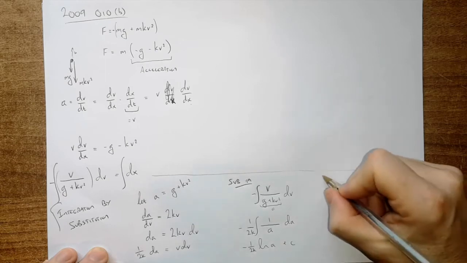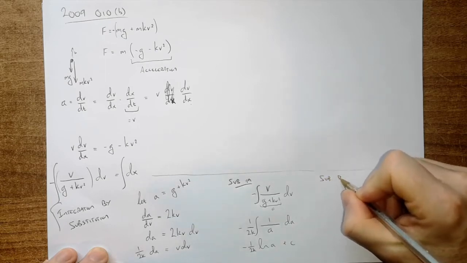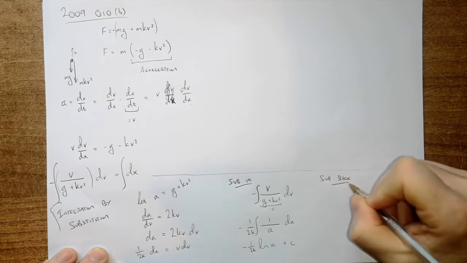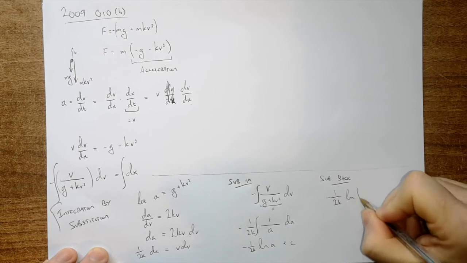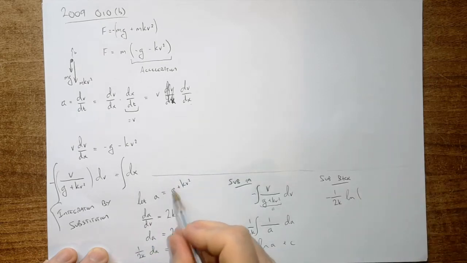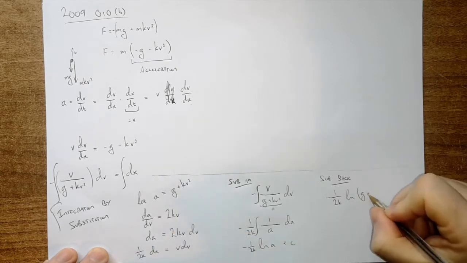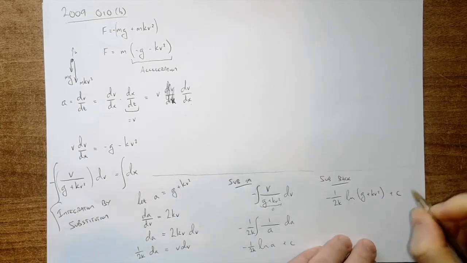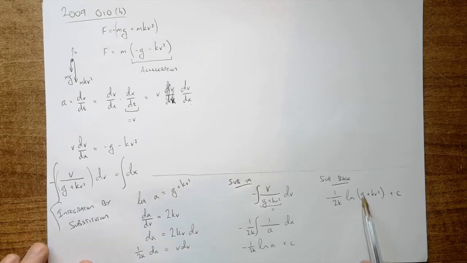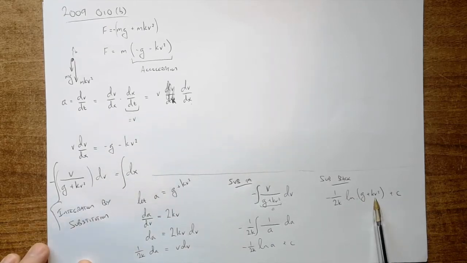And then we sub back. So we end up with minus 1 over 2k, natural log of a, which is g plus kv squared, plus c. So that is how we get from this guy here and differentiate it. Now, if you're given this in a modern question, often we're just told that's what it is. But if you're looking at the older questions, it's useful to know, and it's not super hard to do.